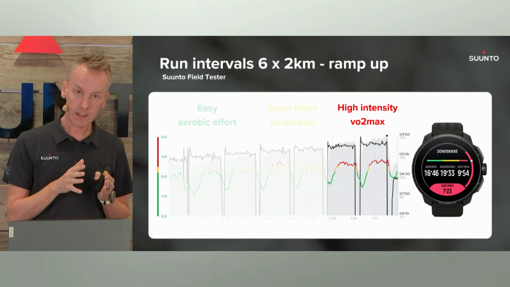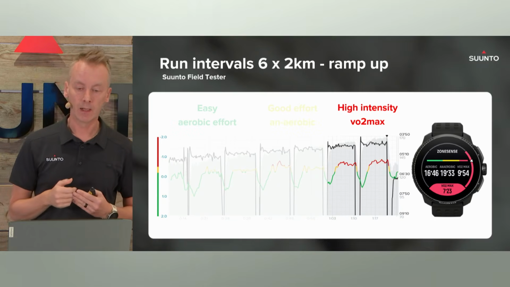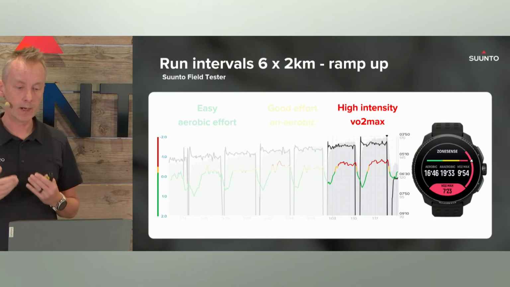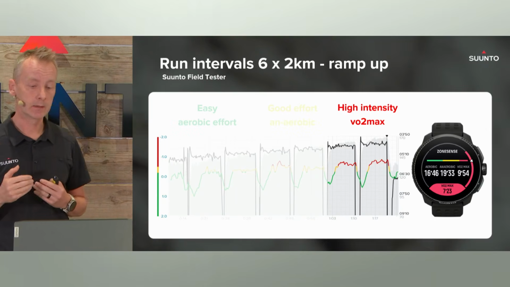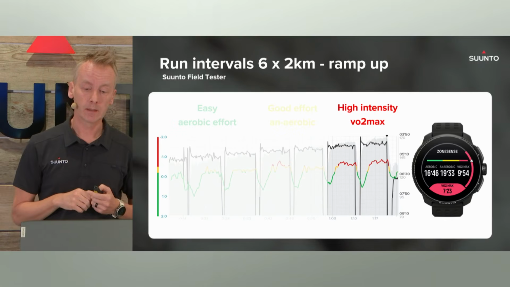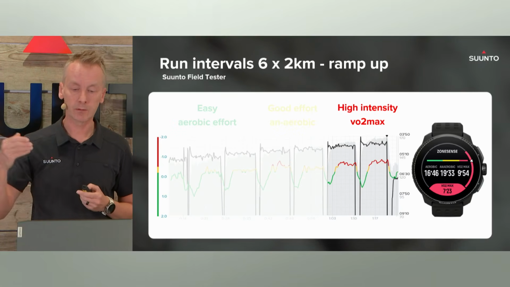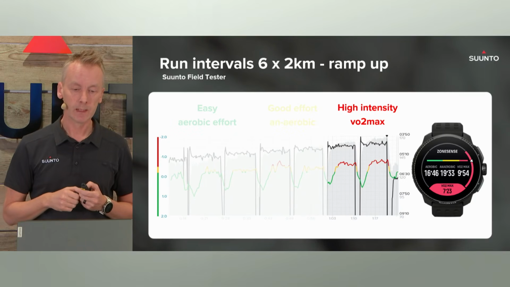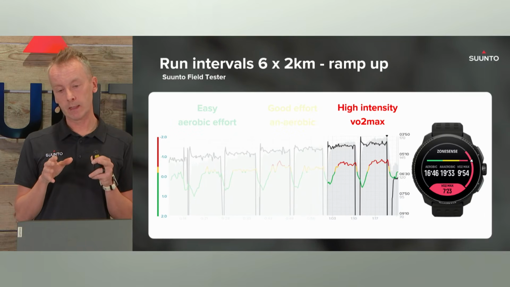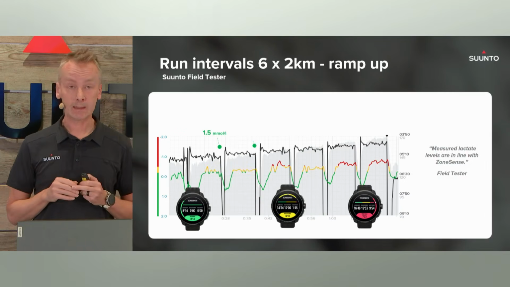So when you know this lag, you can basically look at the values in a way that you can expect the behavior and not be surprised when you are pacing your effort with ZoneSense in the field. Now, this example was also validated with lactate data.